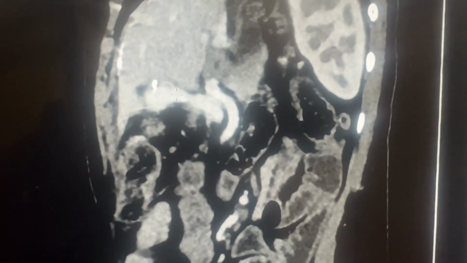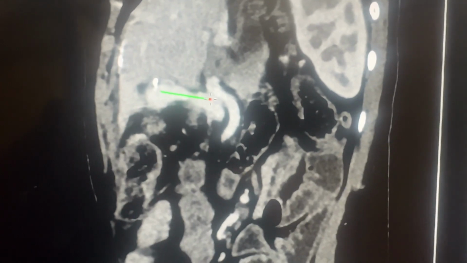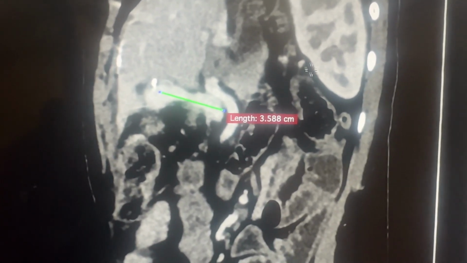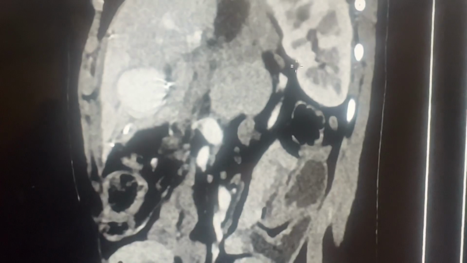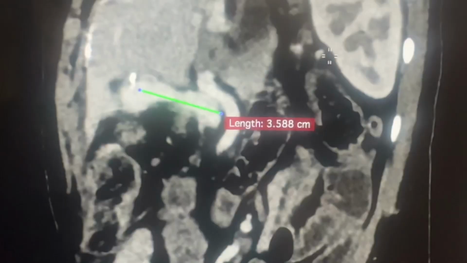So the most important thing to remember here is the planning. Prior to any procedure, it is very important we plan. And in this patient, if you see, the sagittal view gives the best view of the portal vein narrowing, as you could see on this particular image.